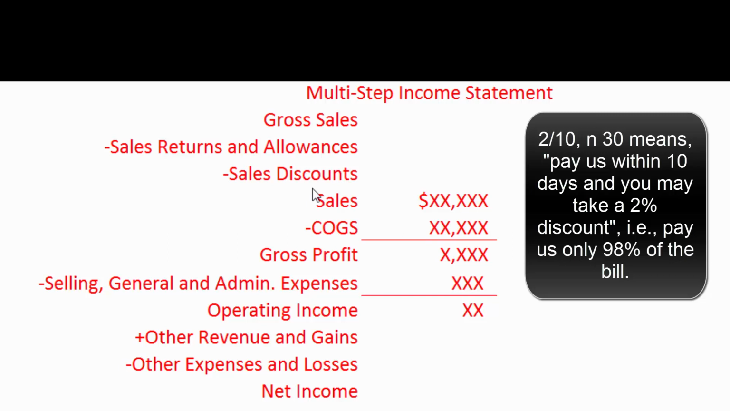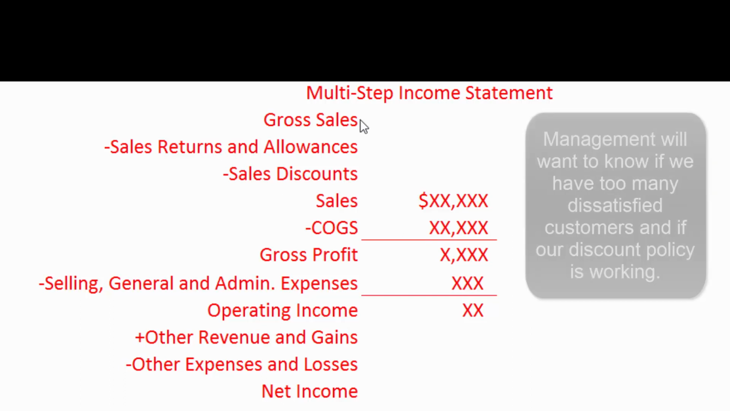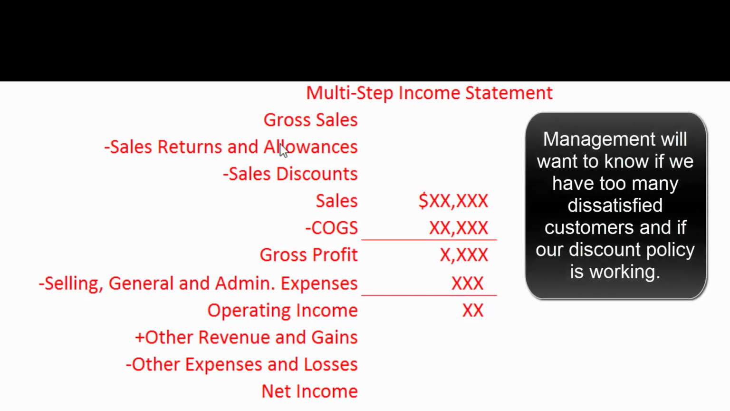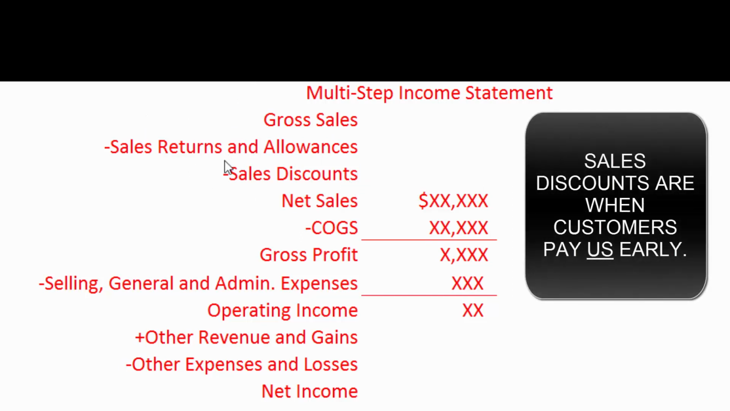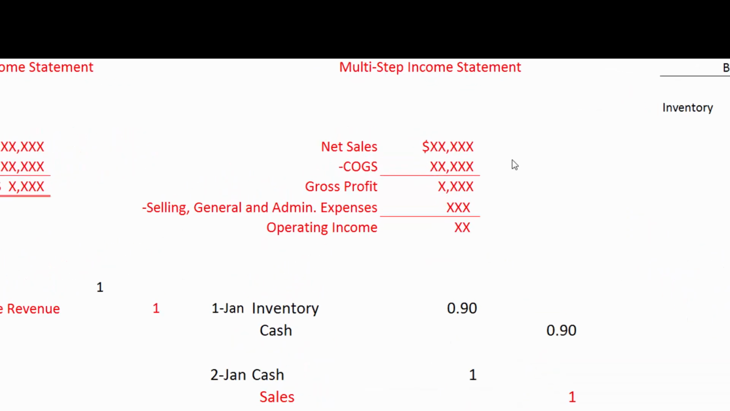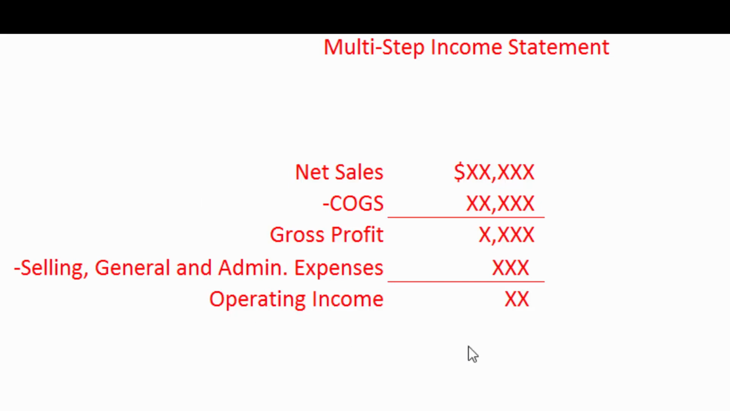like 2, 10, net 30. That means if you pay us within 10 days, you can take a 2% discount. If you don't pay us within that 10 days, you still owe us the net amount after 30. So we'll keep track of that here. We want to know what our dissatisfied customers are. We want to know which customers are paying us early. And when we take our gross sales minus our dissatisfied customers minus the discounts that our customers take for paying us early, we end up with an account called net sales. But big picture, this is the heart of our new multi-step income statement.